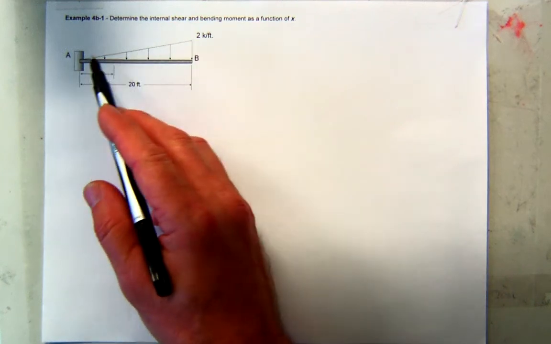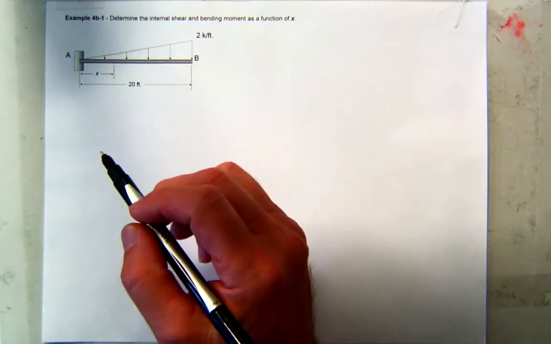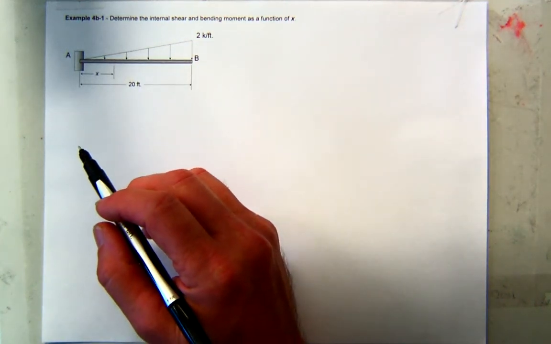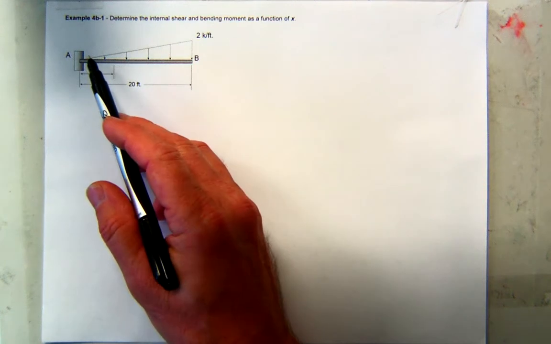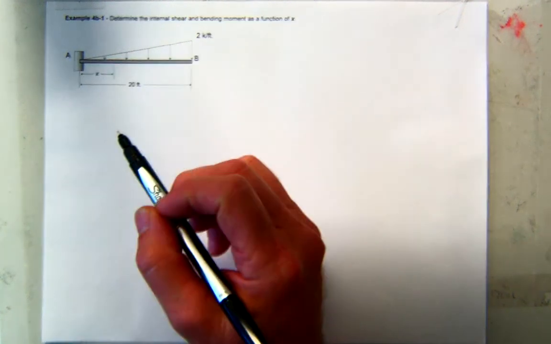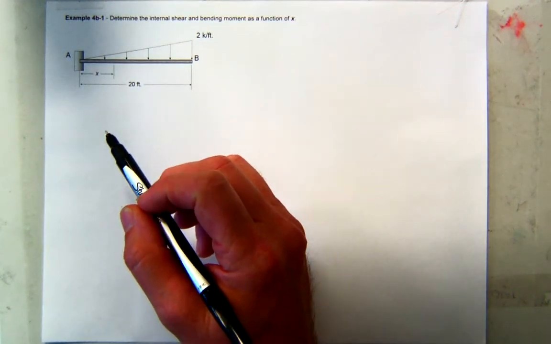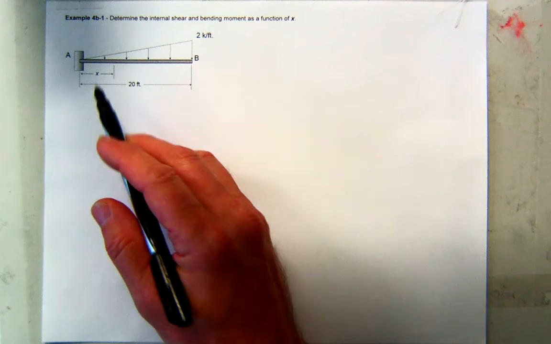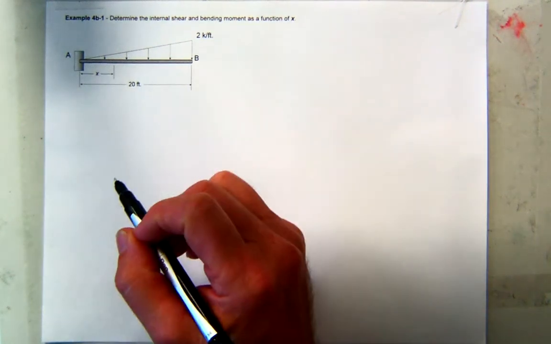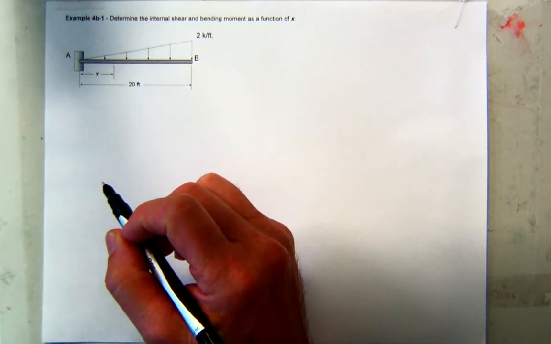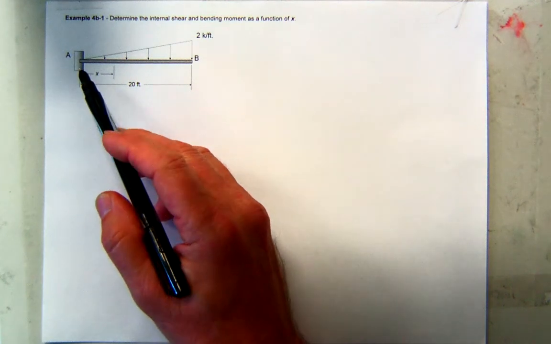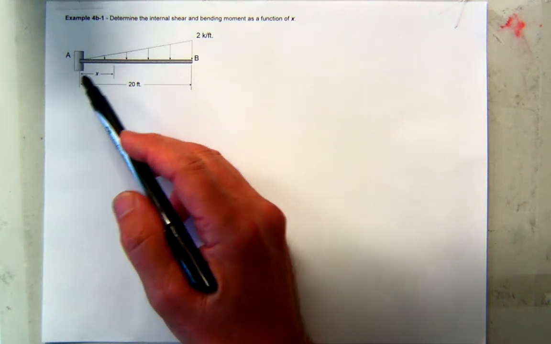Looking at the loading on the structure, is it continuous across the whole beam? It is. Yeah, if you look at the loading, it's just linear, right? That's a function. You could write that as a single equation. So we'll be able to write a single equation that's valid for the whole structure for shear force and bending moment. What's the starting moment and shear force at A?